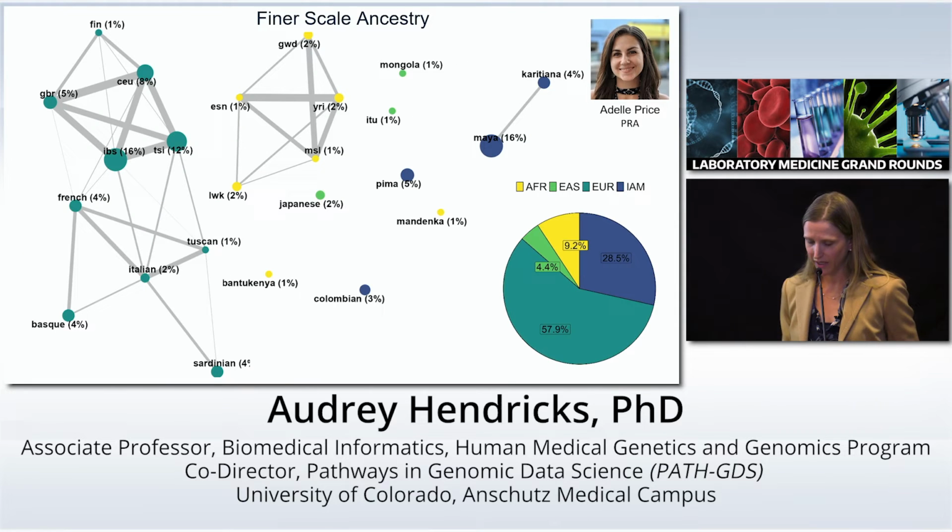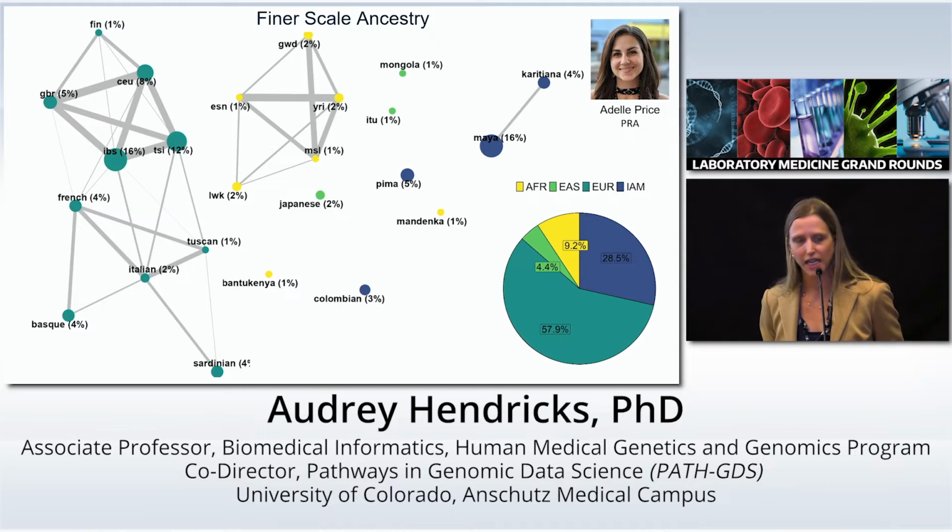So then we can start doing some really fun things where we can take a Latinx group where we have our continental level ancestry, and we can start estimating the fine-scale ancestry proportions and mapping how similar those ancestry proportions and groups are to each other.